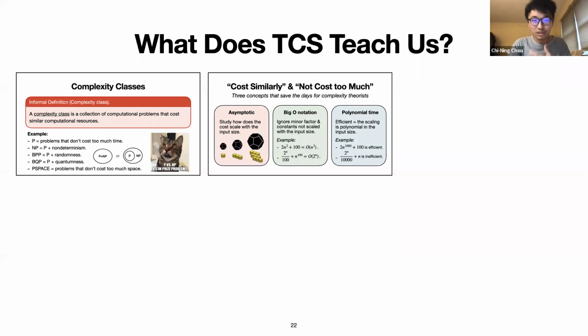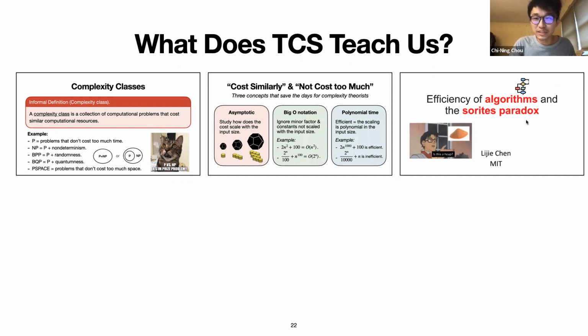We also saw that in order to have a solid mathematical study, we need to make some assumptions. We study the asymptotic behavior of the computational problem, meaning how the resources scale with the input size rather than a specific finite size. We use big O notation and use polynomial time as the definition of efficiency. In Lijie's amazing guest lecture, he also justified why this assumption is reasonable using some philosophical ideas, like a discussion called the Sorites paradox.